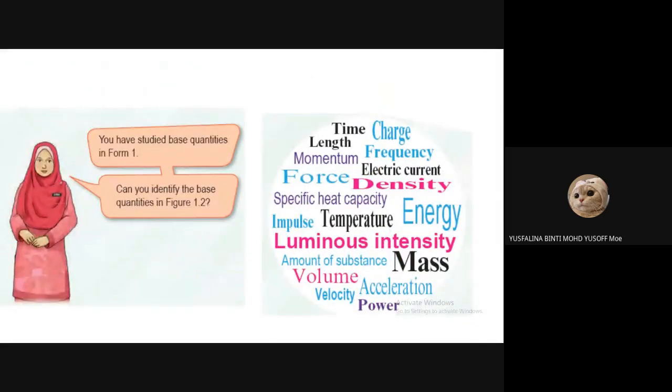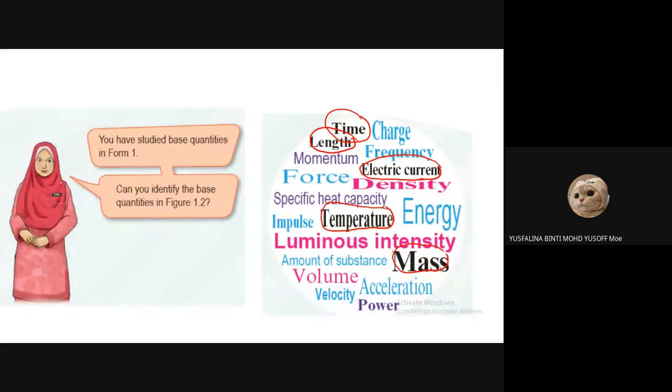And then you have studied base quantity in Form 1. So can you identify the base quantity in Figure 1.2? In Form 1, you already learned 5 base quantities. So from this diagram, we have to detect which one is the base quantity. The first one is time, then length, then temperature, then mass, and another one is electric current. So these are the 5 base quantities that you learned in Form 1.